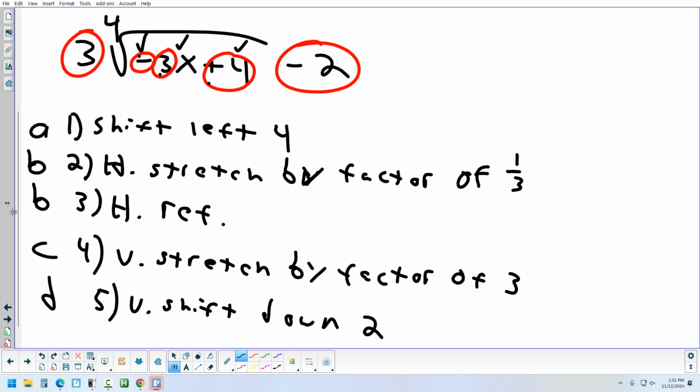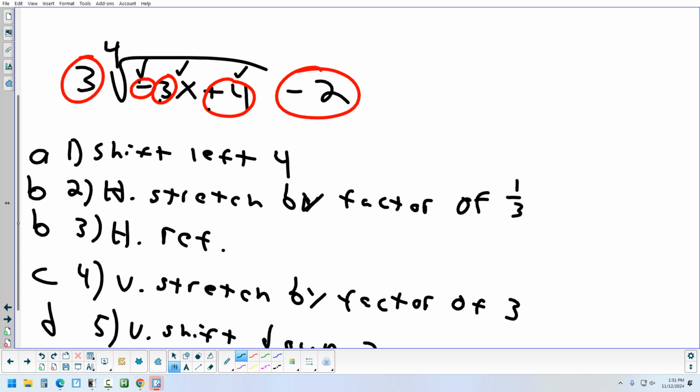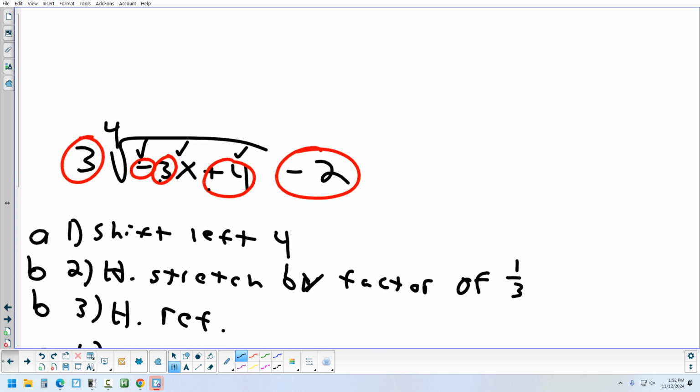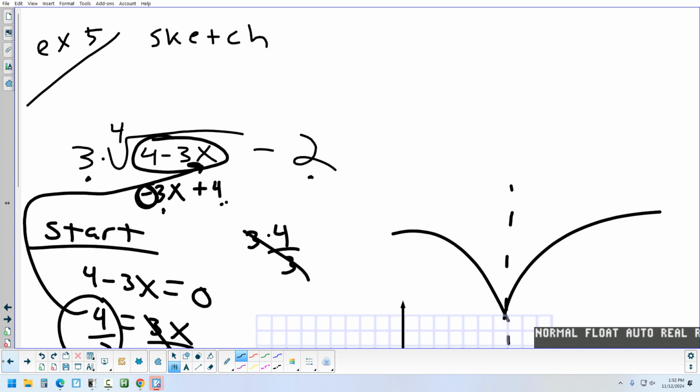You always do your stretching first, and then your horizontal first, and then your vertical stuff comes last. Just follow the chart. They're usually not that complicated, which is why I wasn't even going to do that, but I thought you guys could handle it. All right. Any other questions on that?